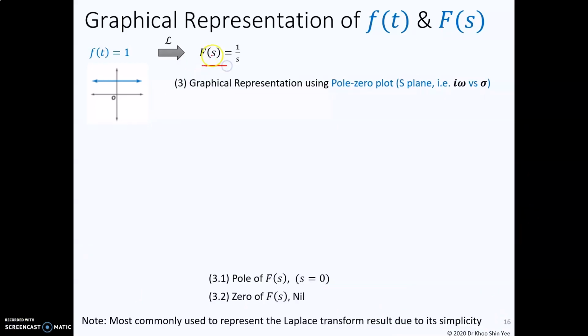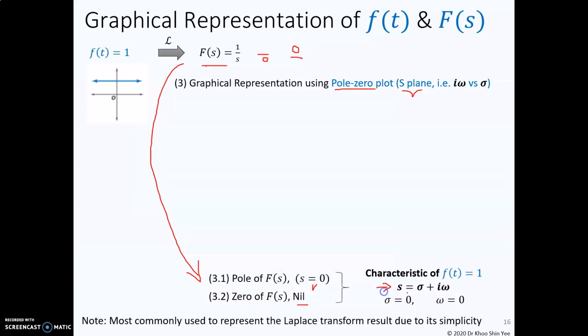Lastly, we can present the F(x), which is the Laplace transform result, by using the pole zero plot. So the pole zero plot will use the x-plane, which is the i omega versus the sigma. First of all, you have to compute what is the pole for 1 over x. So when your x equals 0, you get 0 at the bottom. So this is your pole. And you find no x can make it 0 at the top. So with that, you don't have any zero.